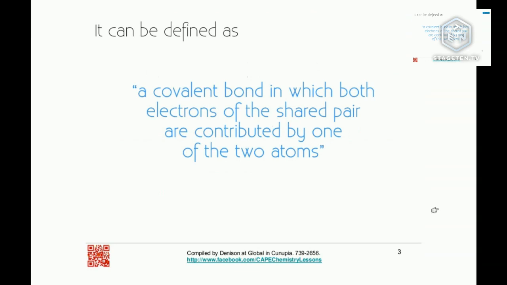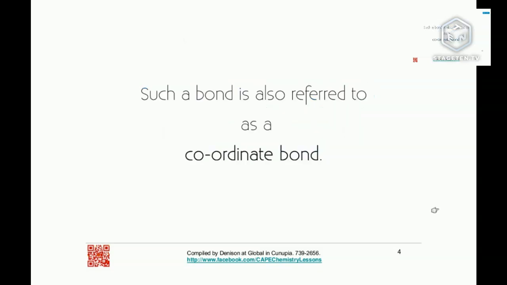Let me repeat this. It can be defined as a covalent bond in which both electrons of the shared pair are contributed by one of the two atoms. Now, such a bond has multiple names, including a coordinate bond. These names you need to know, mainly because in the coming chapters, I will use them all the time, and I'm not going to be telling you this is a dative bond as well. Dative bonds and coordinate bonds are the same.